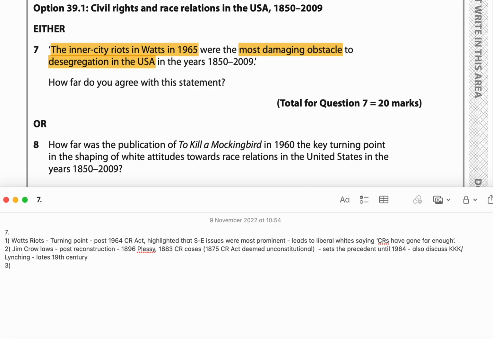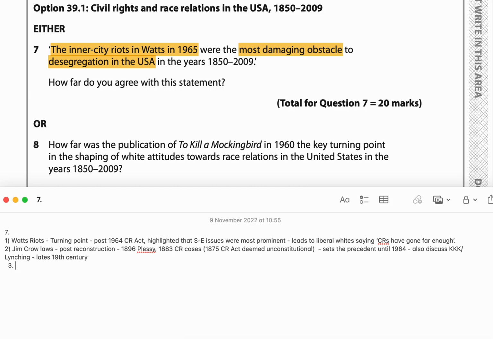The Watts riots, things had happened then. Yes, socioeconomic issues were an issue, and you could argue it was a turning point in the movement. It was maybe a turning point for whites as well, with this idea that civil rights has gone far enough. But I don't think you could possibly argue that there's a more important obstacle to desegregation than Jim Crow laws. I think that would be a little bit absurd.